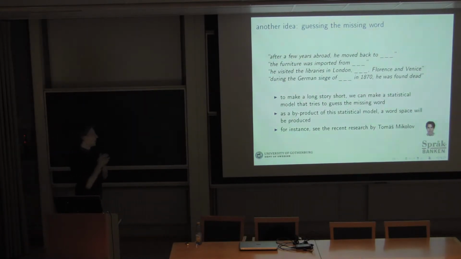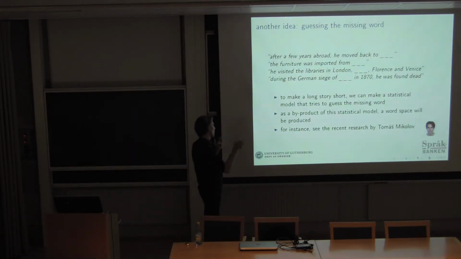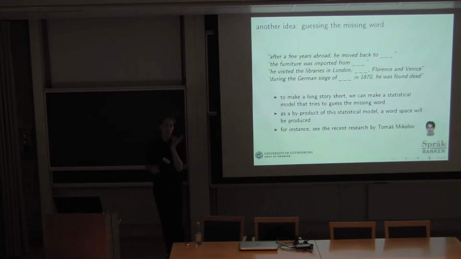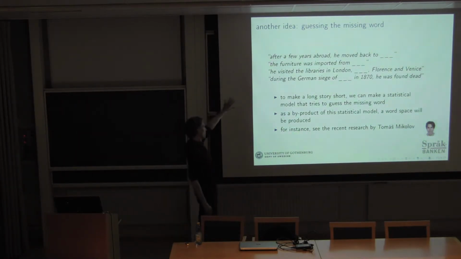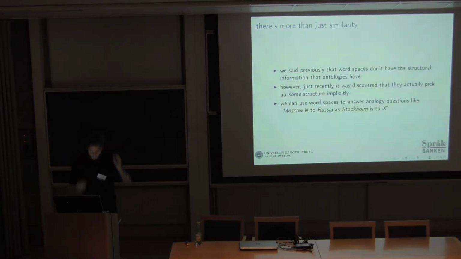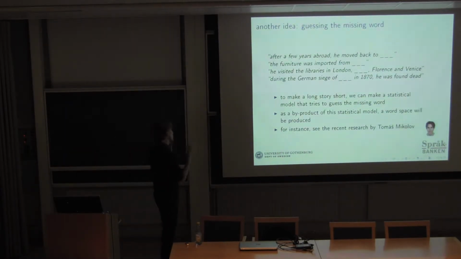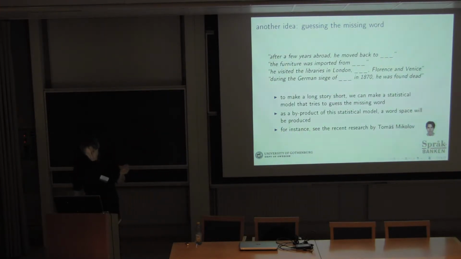Okay, so as a byproduct of this statistical model, a word space will be made, and the property of this is that when we have similar contexts, we will get similar vectors. So it could be Vienna, but it's Paris. So Paris and Vienna will be very similar. Okay, so this method leads to fairly high quality vectors if we evaluate how well they work.